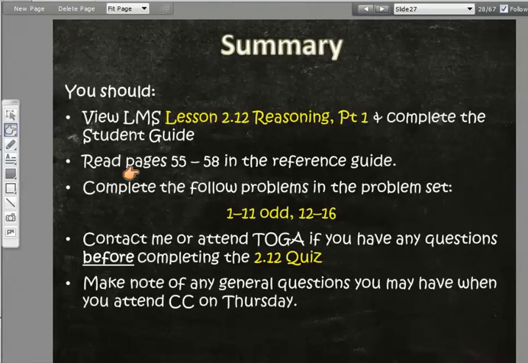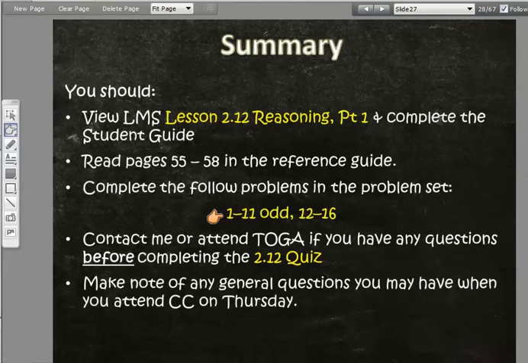And then, after you watch this video, go through the LMS Lesson 212 Reasoning. They've got a lot more information in there. Read 55 through 58 in your reference guide. Please, please, please work these practice problems. And the solutions can be found in your lesson resources under the title Optional.